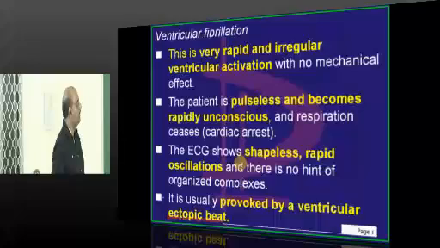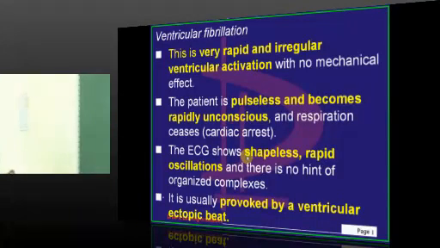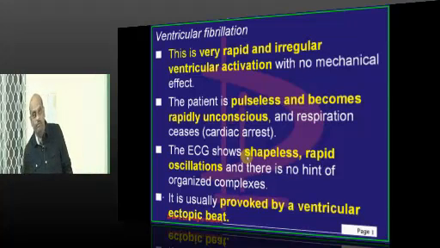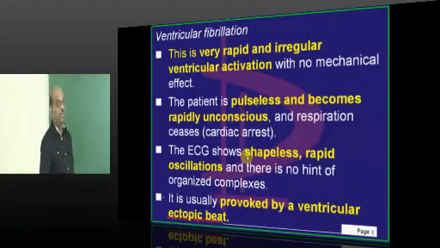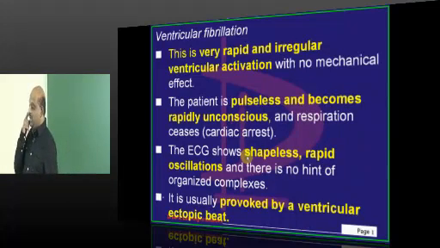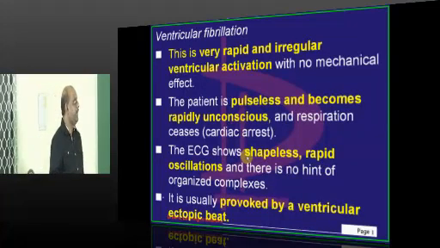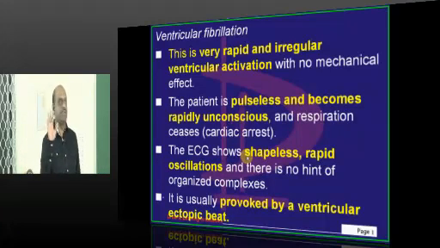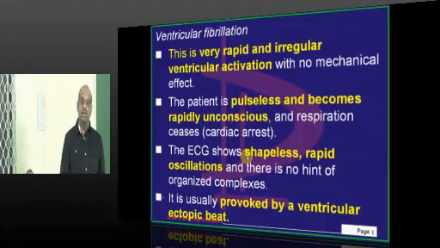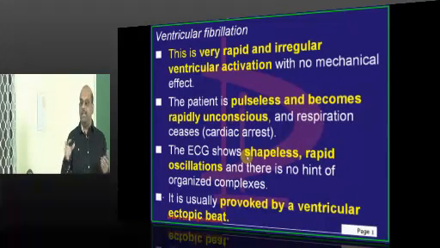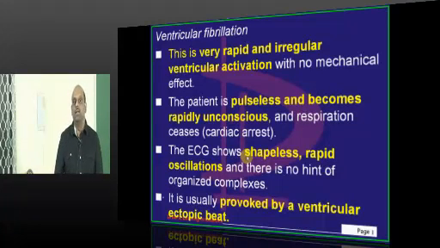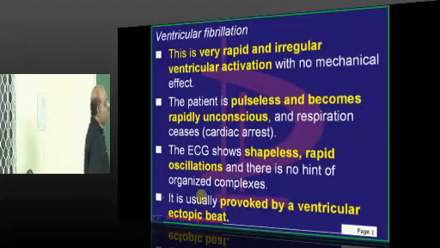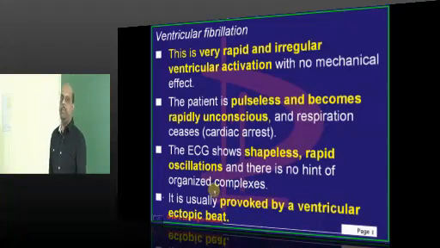So, ventricular fibrillation. VT is over now. Ventricular fibrillation now. You have to be very sure. Five to six points are important. Rapid irregular ventricular activation with no mechanical effect is VF. That means, in spite of a rapid heart activity, there is nothing pumped out. That's called VF. The patient is pulseless because the heart is unable to pump anything at all.